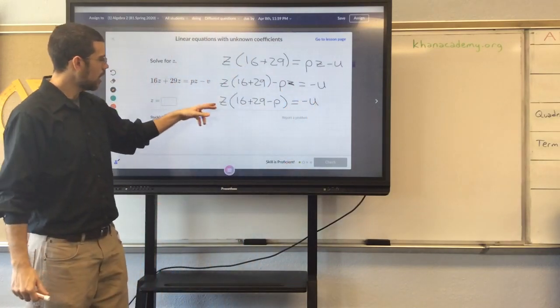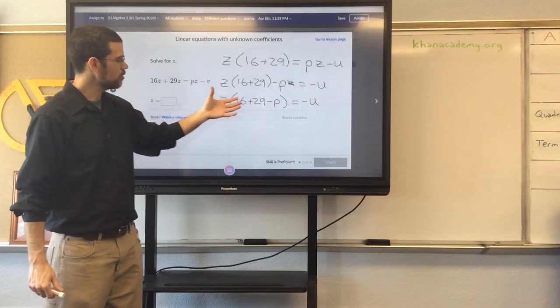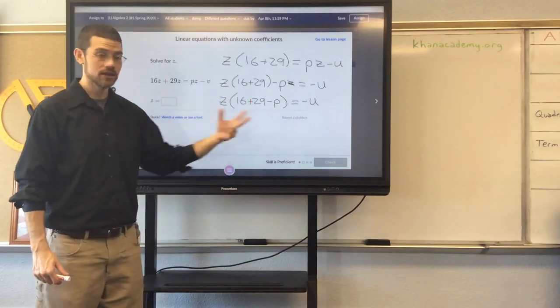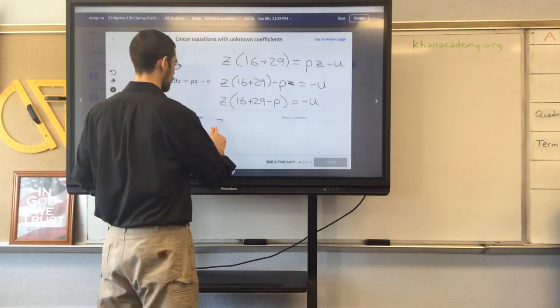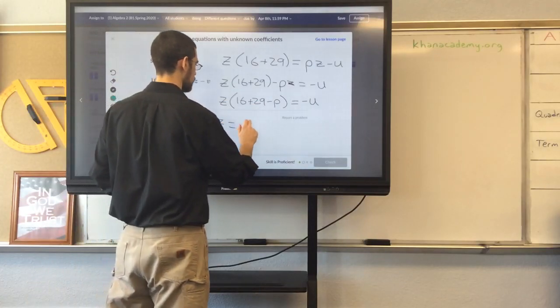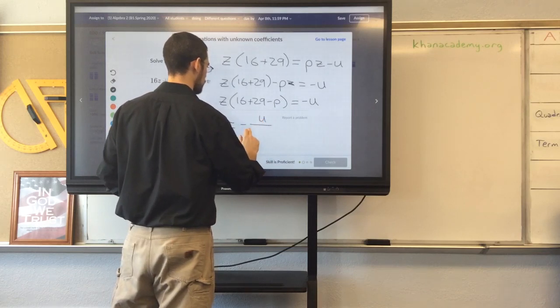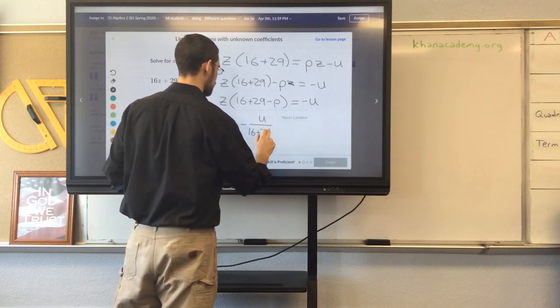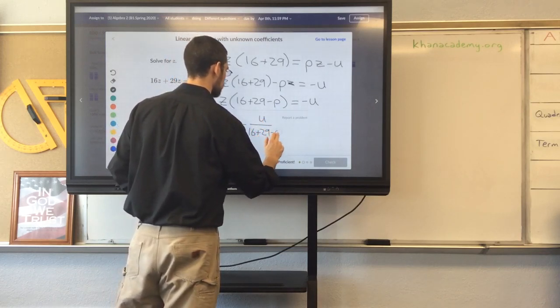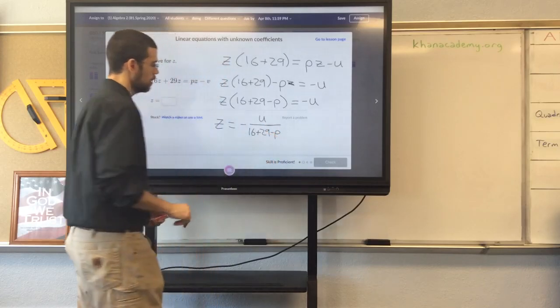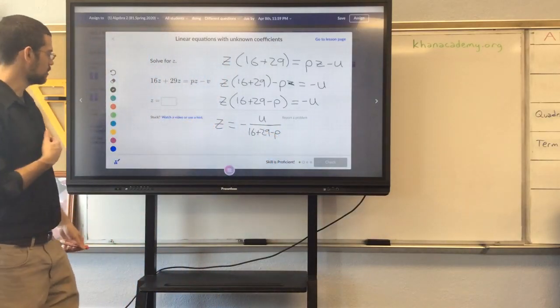And now, I want z alone. It's being multiplied by all of this, so I need to divide to undo that. Z equals negative u over 16 plus 29 minus p. And that's my fractional answer.